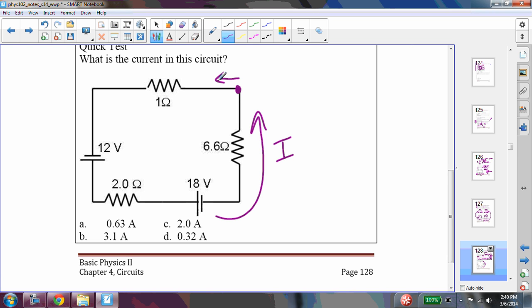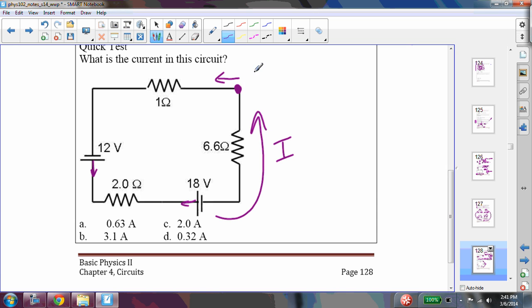is the incorrect direction for the current, because I know that this 18-volt battery is pushing current in that direction, and this 12-volt battery is pushing current in that direction. But since the 18-volt battery has more energy, it's going to win out. So by pairing these two batteries in this way, I effectively have a 6-volt battery that's pushing current in a clockwise direction. But anyway, doesn't matter which way I go. So I'm going to choose the current going in this direction.